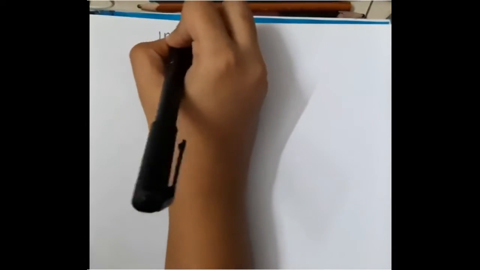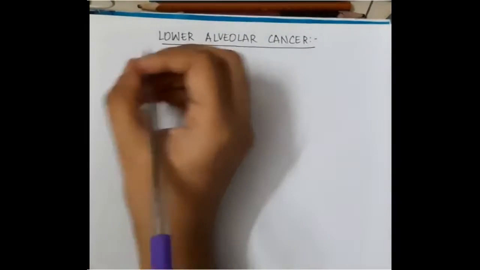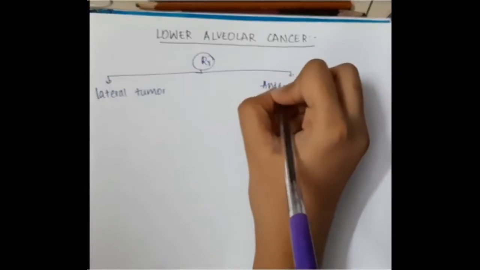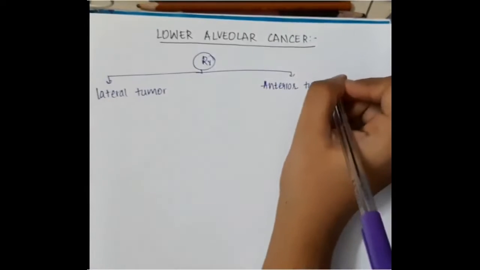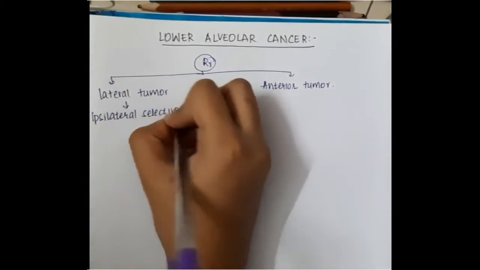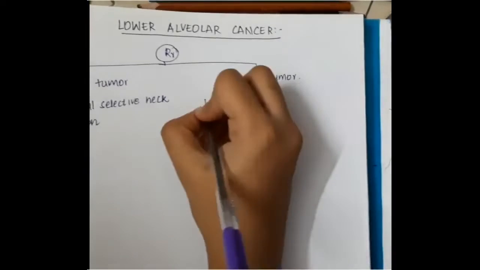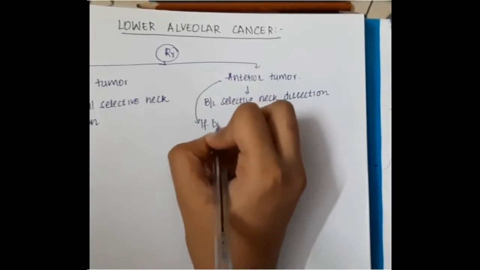Next important tumor is the lower alveolar cancer. The treatment depends upon whether the tumor is a lateral tumor or an anterior tumor. If it is a lateral tumor, then ipsilateral selective neck dissection is done. If it is an anterior tumor, then you will do bilateral neck dissection.